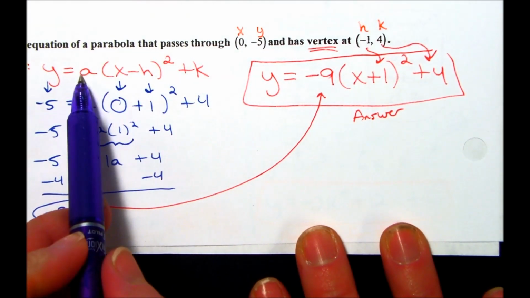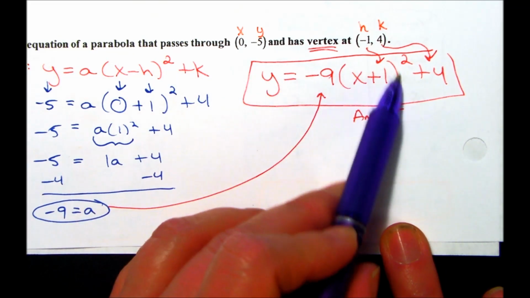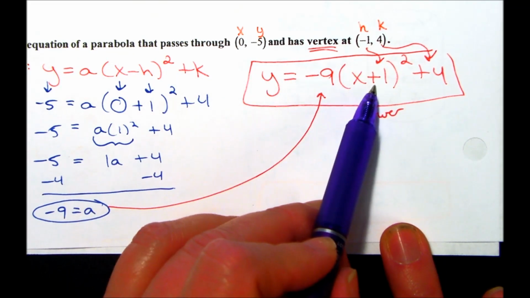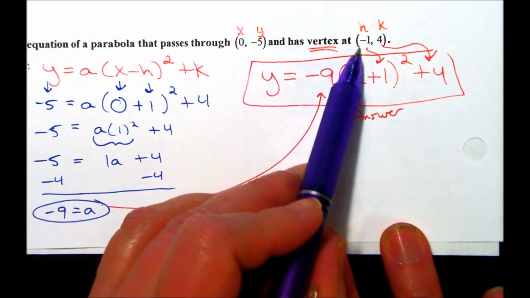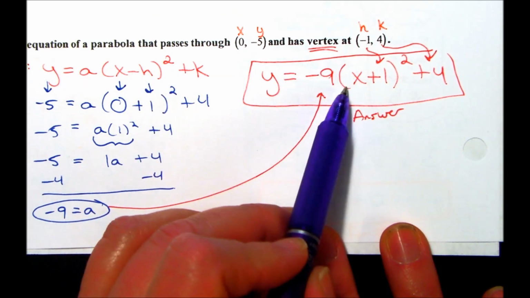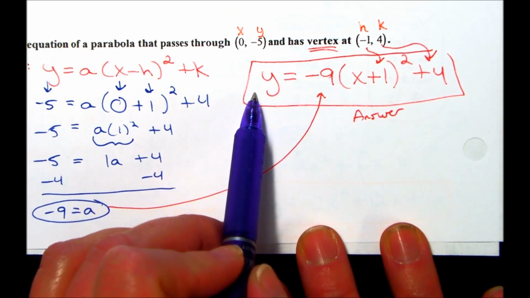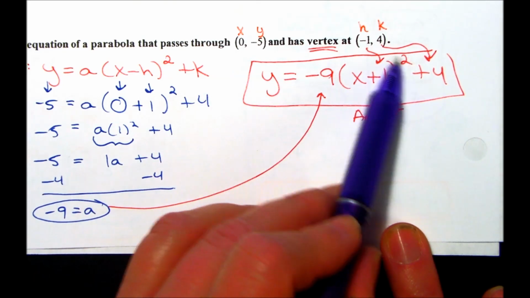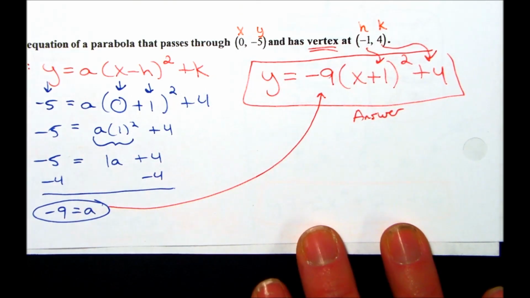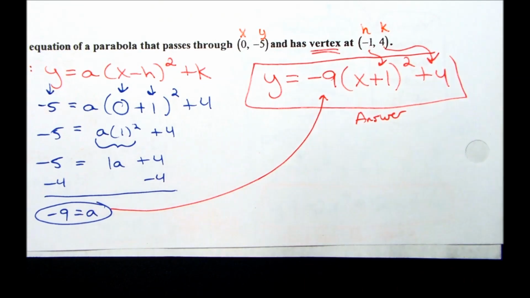And when you're writing your answer, your a goes in front of your parentheses, x minus h, which, if you're subtracting a negative, again becomes +1. But the x and the y come back into your equation. Don't forget your square to make it quadratic, and then +4 at the end. So that's your equation in vertex form.